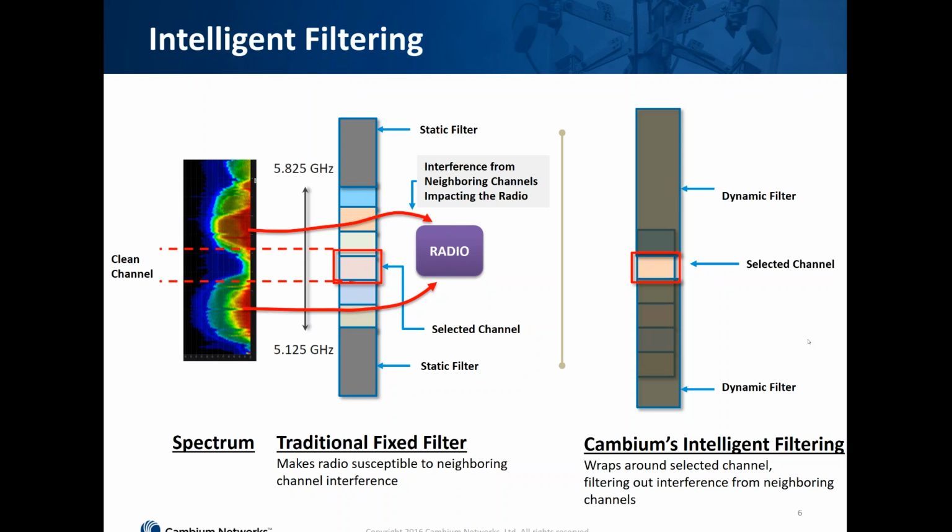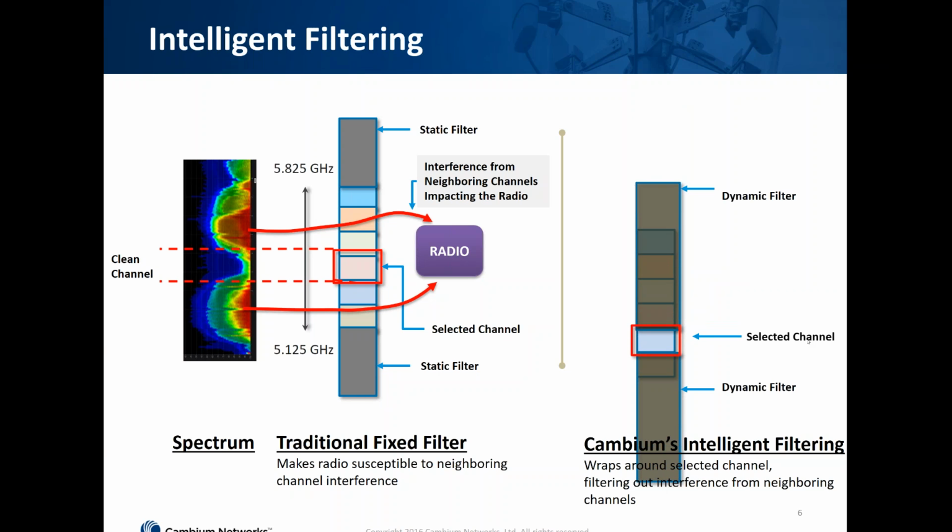So you can see that as the dynamic filter, as we call it, as someone changes to a different channel, so you configure it to operate on a different 20 megahertz channel, the dynamic filter moves with you at the same time. So no matter which channel you choose, no matter what width the channel is, 5, 10, 20, 40 megahertz, as we support in ePMP 2000, that filter moves with you and helps to clear up the interference coming in.